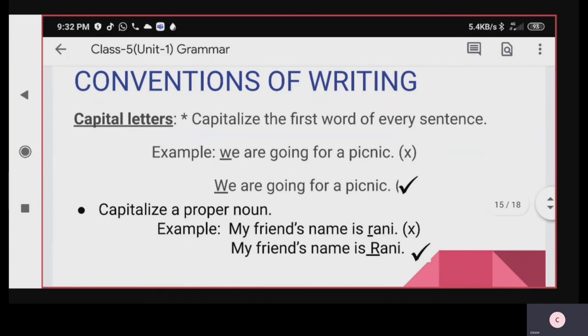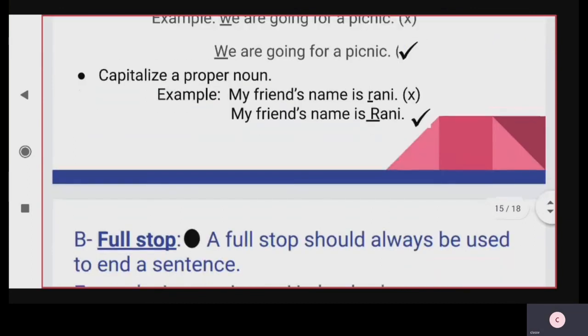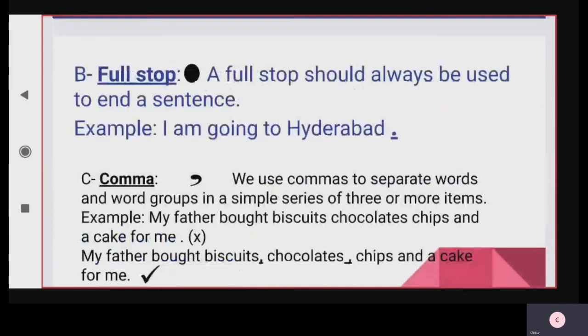Next, a full stop. A full stop should always be used to end a sentence. Example: I'm going to Hyderabad. Full stop. The full stop indicates that a point has been made and that you are about to move on to further explanation or a related point. It tells a speaker or a reader that the sentence has come to an end.